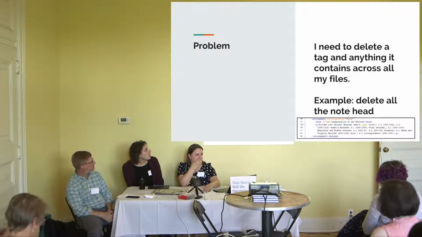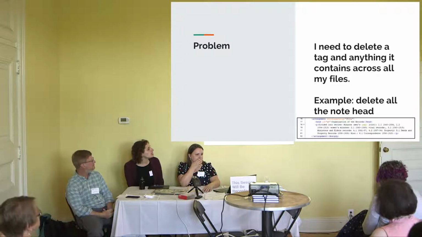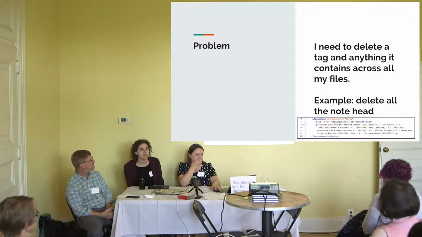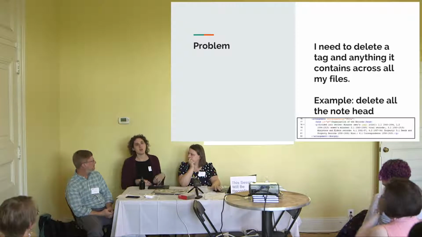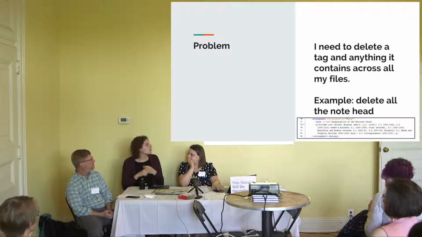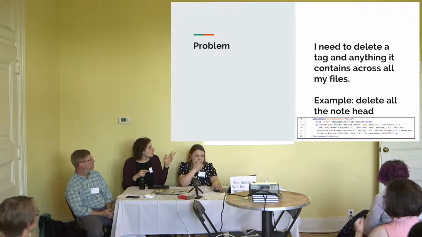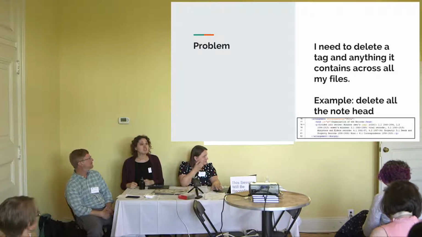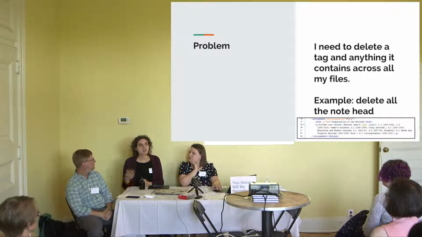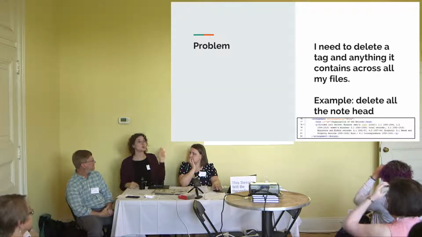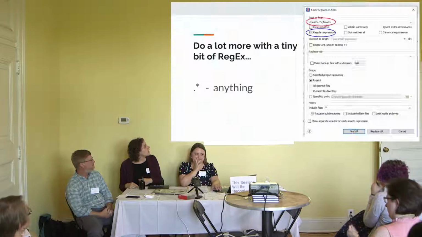Here's another example of a problem I had. I wanted to delete a tag and anything it contains against all my files. In my case, this is because in all of our EAD files, when we had a note, we had a head tag for how we wanted that note to be labeled. Like the arrangement tag, we had "organization of the records" as a head. We decided we didn't want that to come into ArchivesSpace because we were just going to make a change in the YAML file to change the way it displayed in the PUI so it would be consistent across everything. So we didn't want to bring this data into ArchivesSpace.